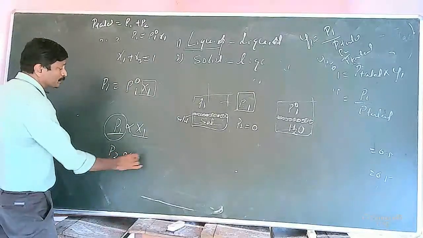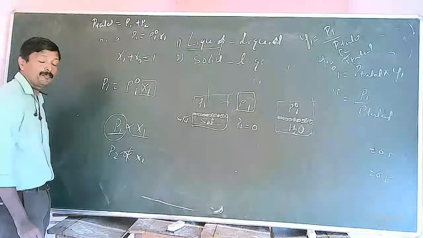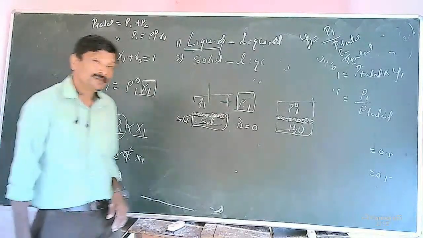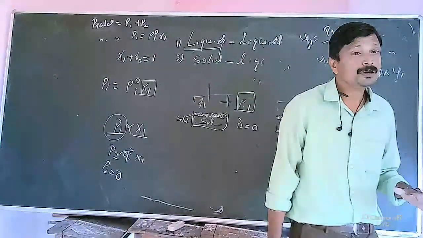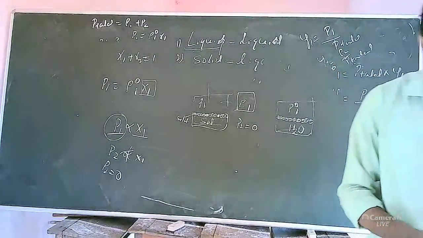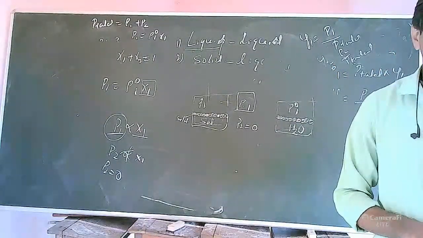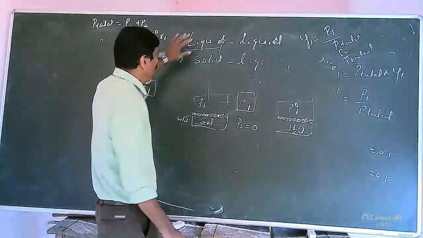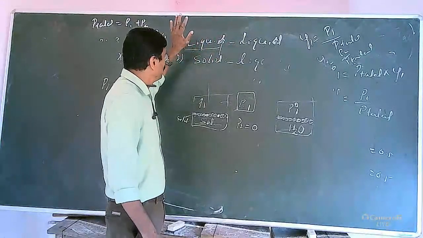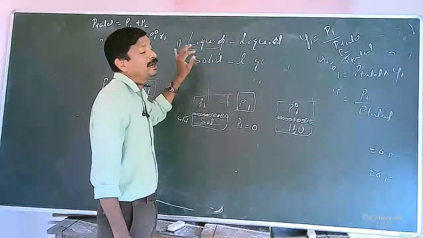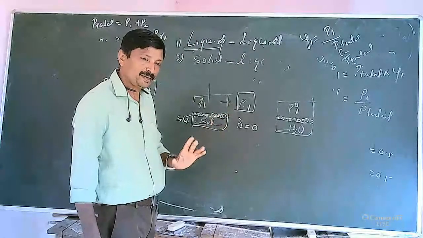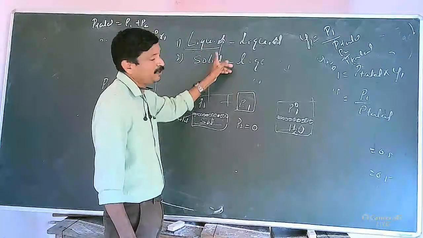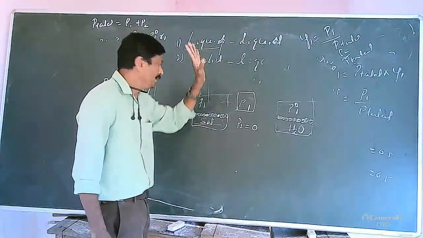Here you cannot write P2 is proportional to X2. Why? Because P2 is equal to 0. Why is P2 equal to 0? The second component is non-volatile. This is the vapor pressure of the solution. What type of solutions have we discussed? Liquid in liquid, where both are volatile, and solid in liquid, where the second component is non-volatile. The solution is one in which a non-volatile solid is dissolved in a liquid.